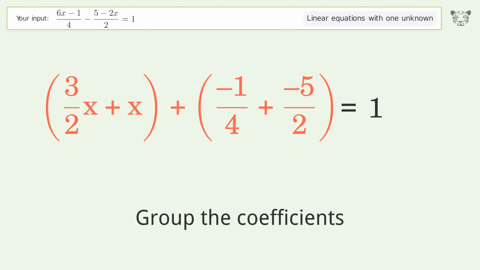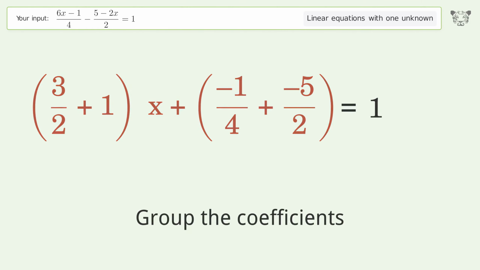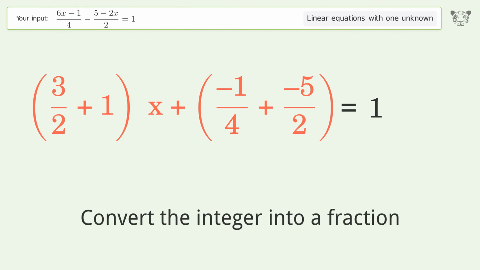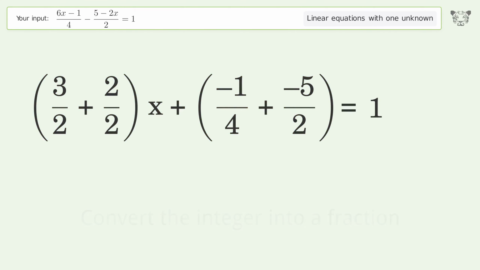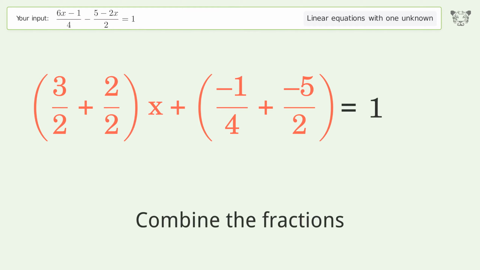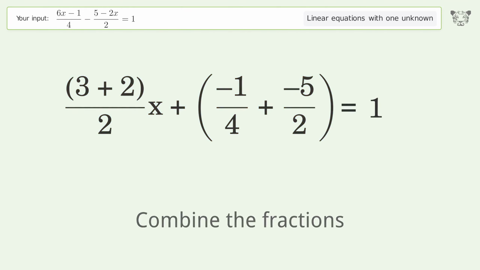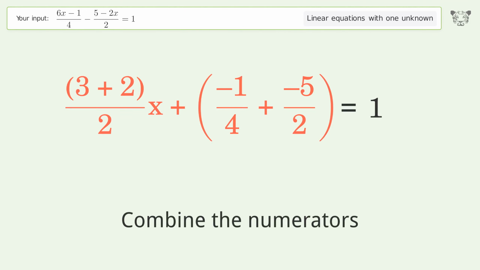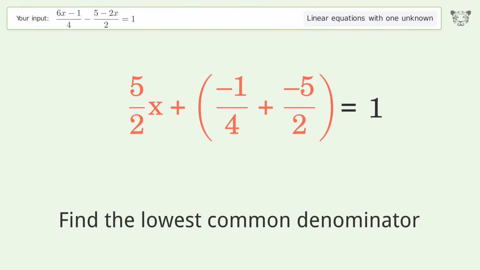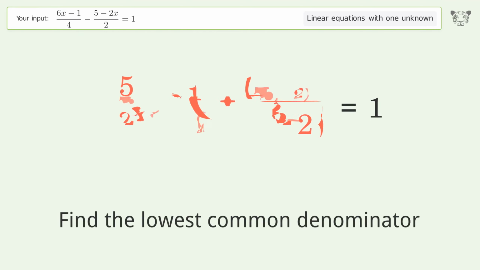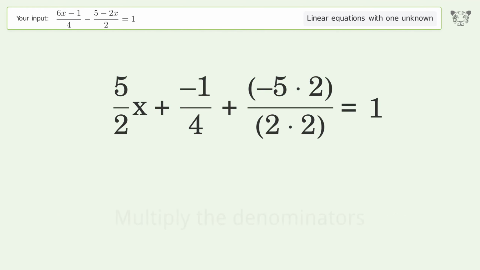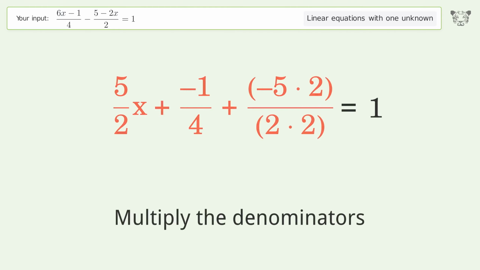Group the coefficients. Convert the integer into a fraction. Combine the fractions. Combine the numerators. Find the lowest common denominator. Multiply the denominators.